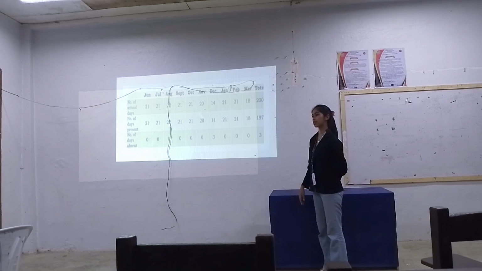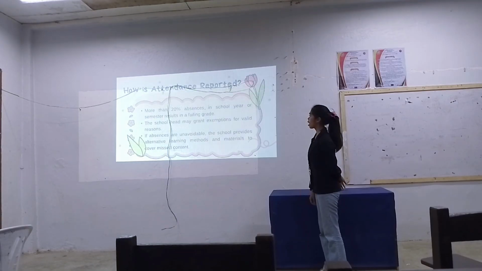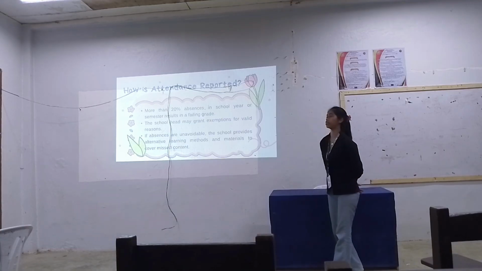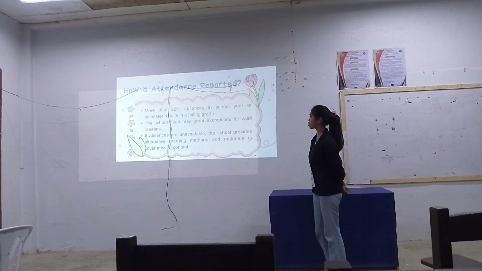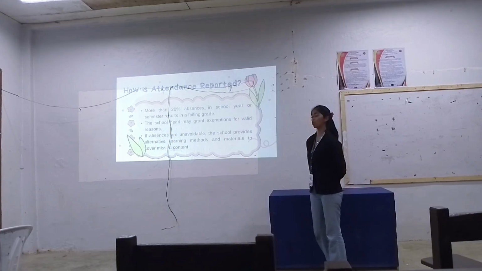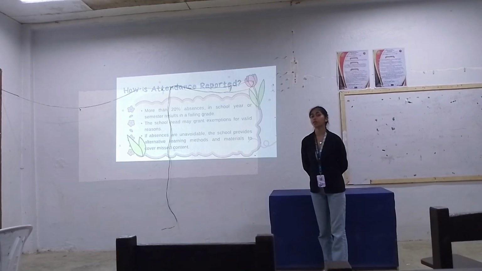Next. How is attendance reported? More than 20% absences in a school year or semester result in a failing grade. So of course, it doesn't mean you will pass regardless of the number of absences. If you have more than 20% absences during that academic year, of course, you will fail.